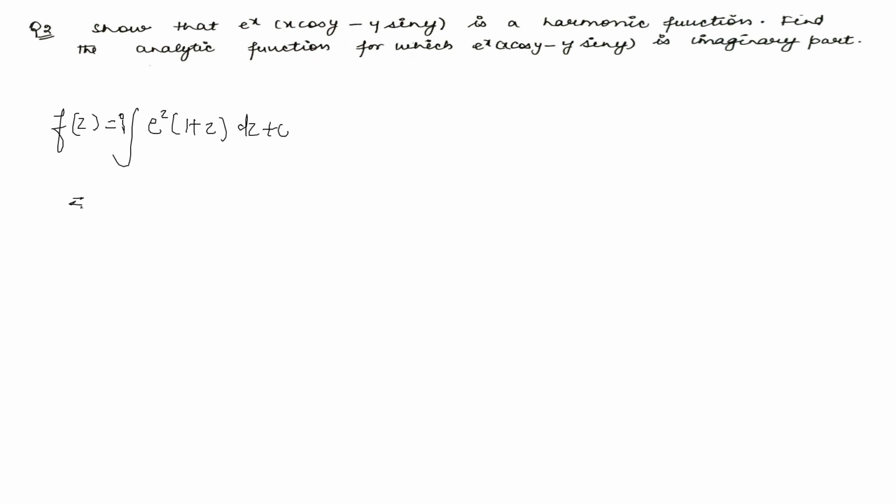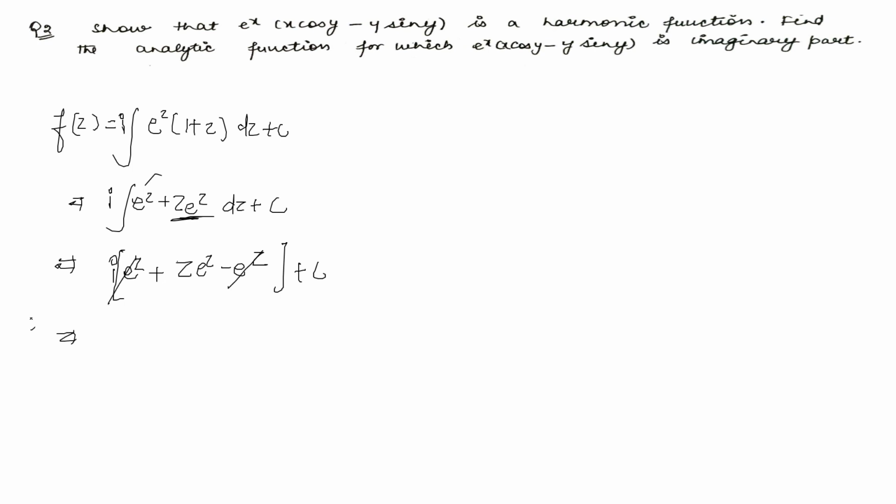Now I'll solve it. i integration of e to the power z plus z e to the power z dz plus a constant c. Now integration of e to the power z will be e to the power z. When I solve z e to the power z, I'll get the value z e to the power z minus e to the power z, plus a constant c. This and this will be cancelled, so I get fz as i z e to the power z plus a constant c. So this is your final answer of the above question. I hope this question is clear to you.